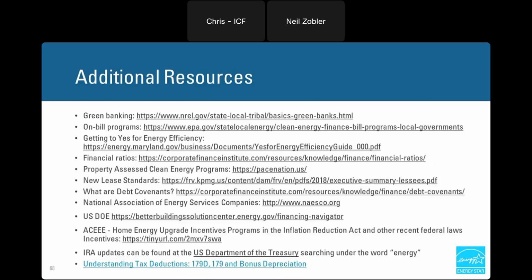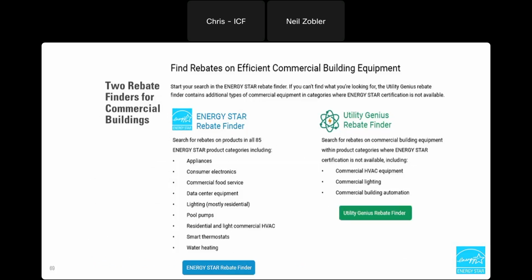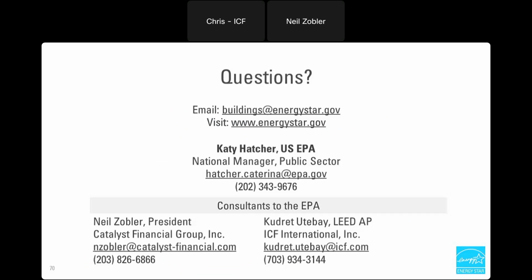So with that, here's the additional resources. I added one, as you can see on the bottom, understanding tax deductions, 179D, 179, and bonus depreciation has always been a question that I hear. So I've added that link to the bottom of this list, as you can see. And the two rebate finders, again, for your perusal when you receive the copy of the slides.